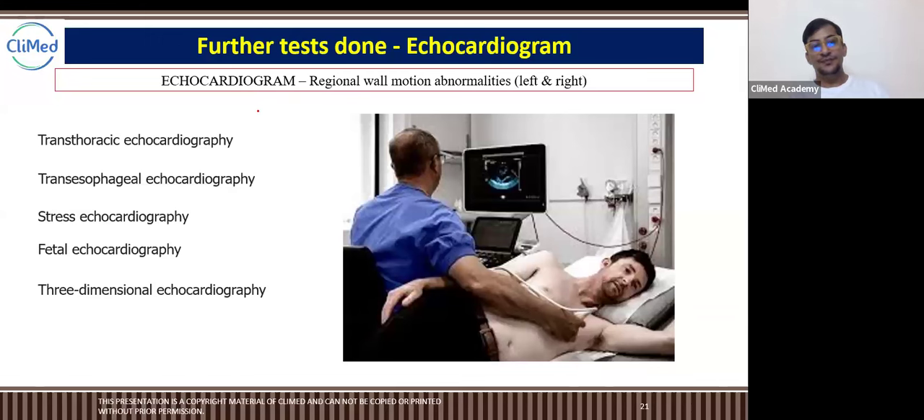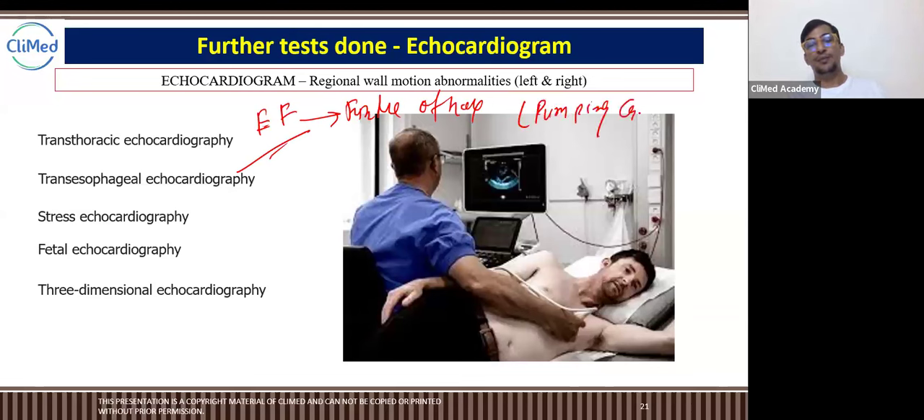Yes, I'll tell you. I'll not waste time here. First of all, ejection fraction. What is ejection fraction? Ejection fraction is the function of the heart, like the pumping capacity of the heart, right? The pumping capacity of the heart can be checked by ejection fraction by the echo. First thing is echo, and then wall motions.